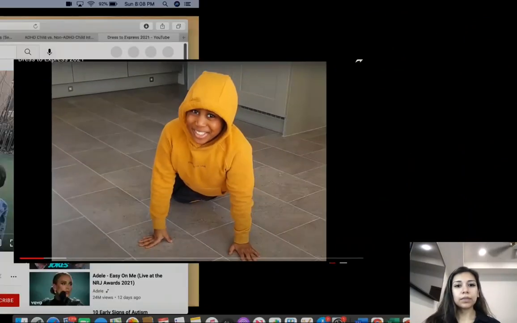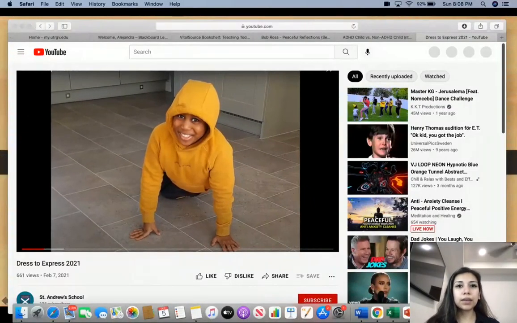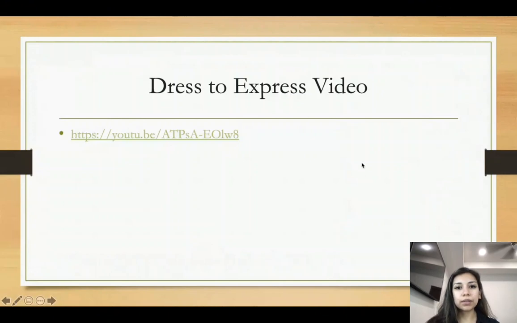So as you can see, there were different children who were wearing several different shirts. And even dance is a great way to express themselves in a positive manner.